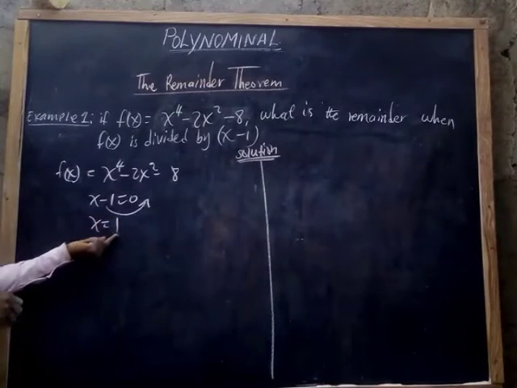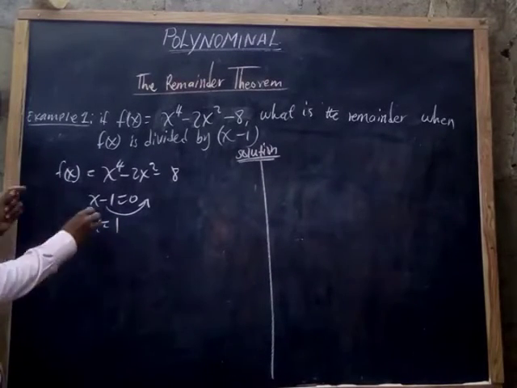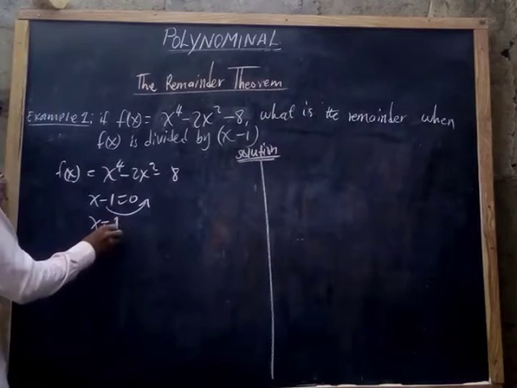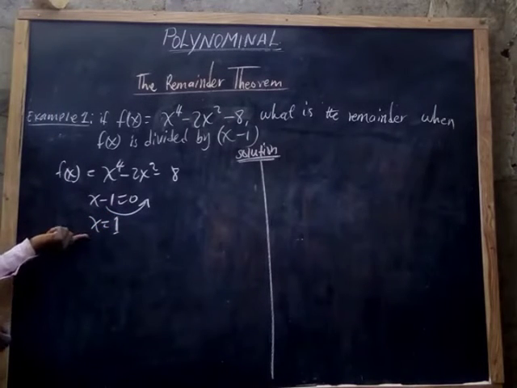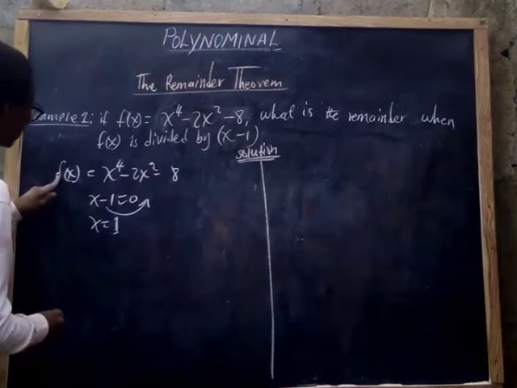1 is the same as plus 1, right? Good. So that's what you get. That's the value of x. So the value of x equals to what? 1.